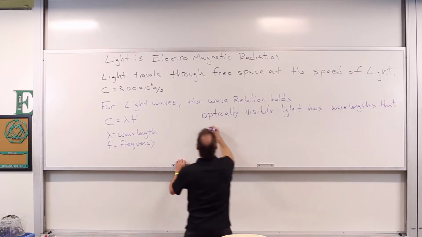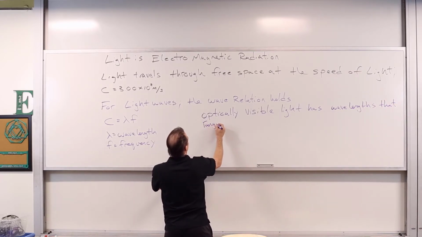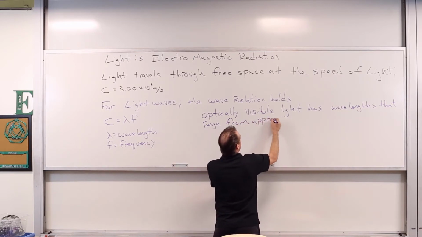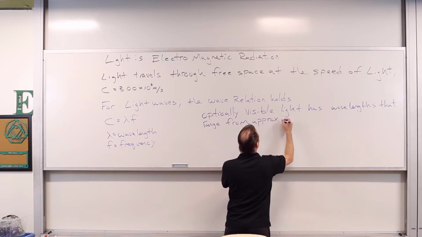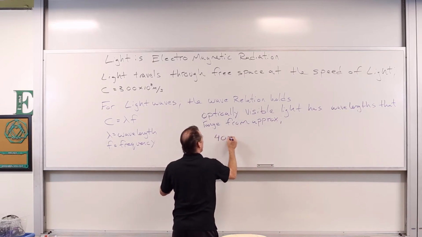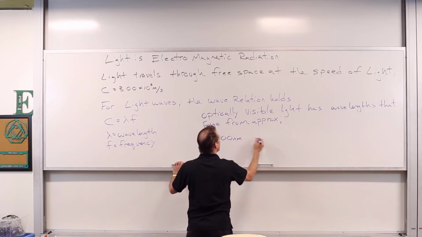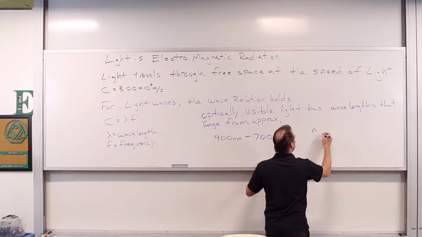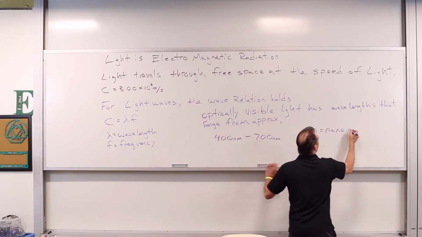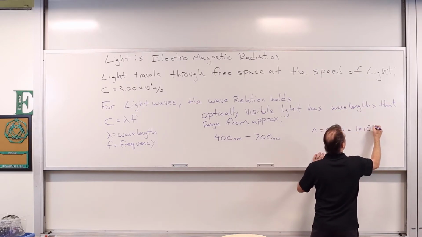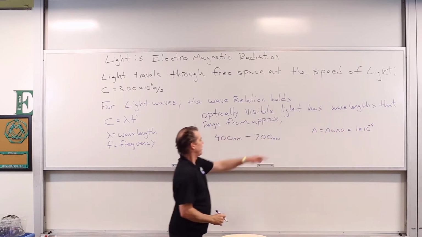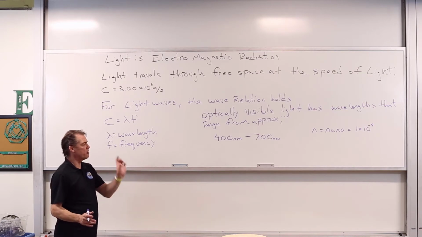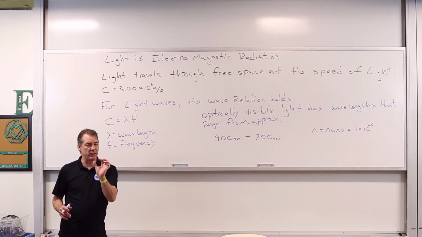Optically visible light has wavelengths that range from approximately 400 nanometers to 700 nanometers. n equals nano, which is equal to 1 times 10 to the negative 9. We talk about visible light generally in nanometers. 400 to 700 nanometers, within that band of wavelengths, is visible light.